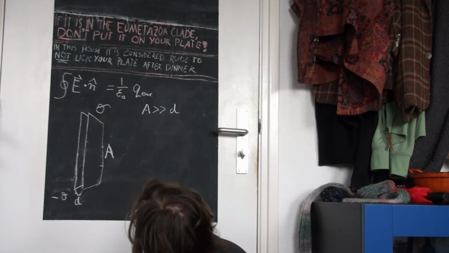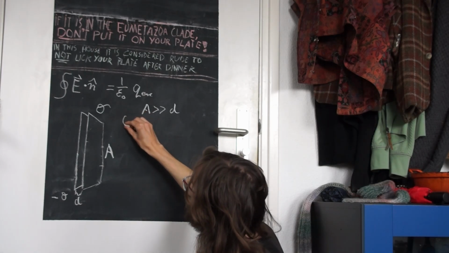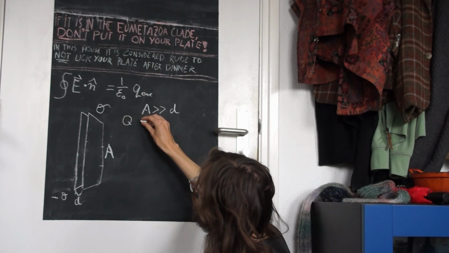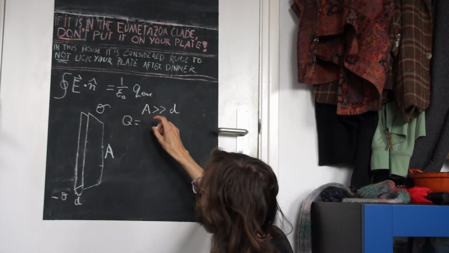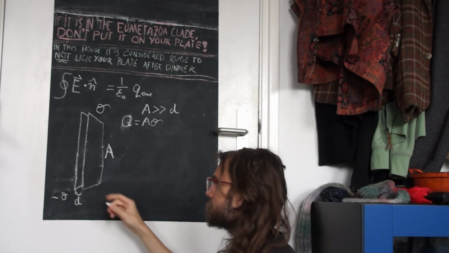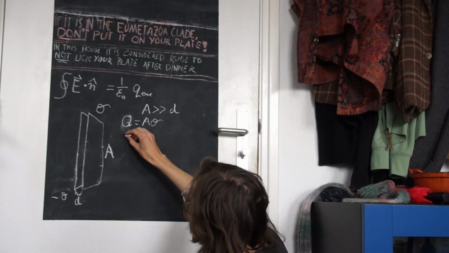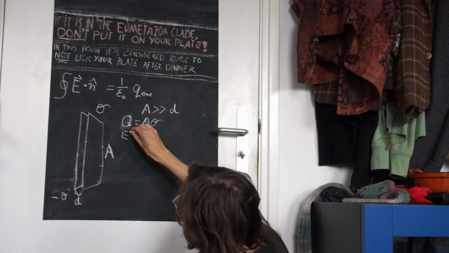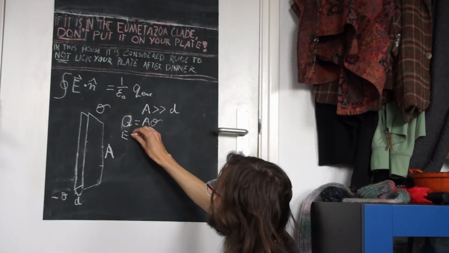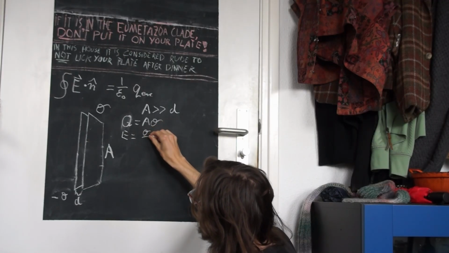Where were we? First of all, notice that the total charge, Q, is going to be equal to A times sigma. That's on one plate. And the next thing we can notice is we already know that our electric field from one plate is going to be, of course, sigma over epsilon naught.